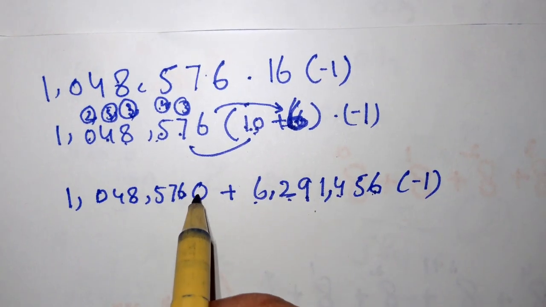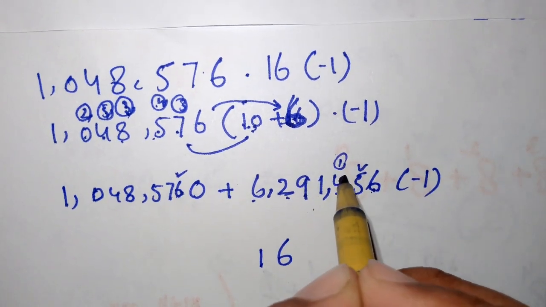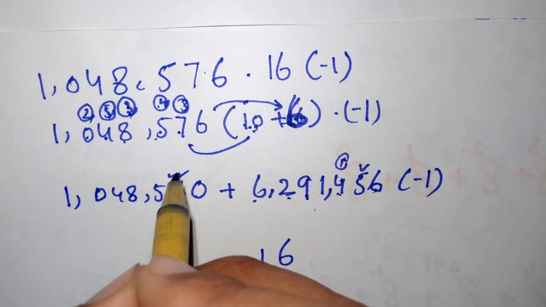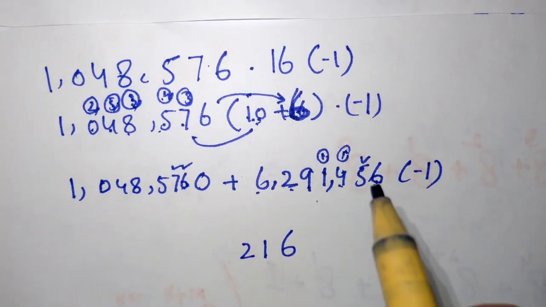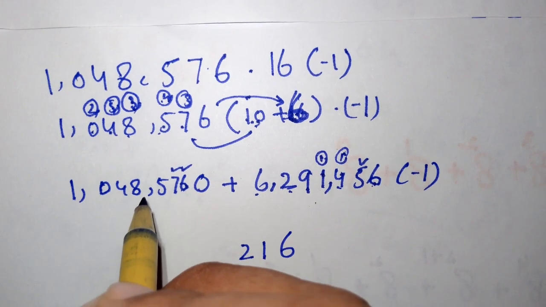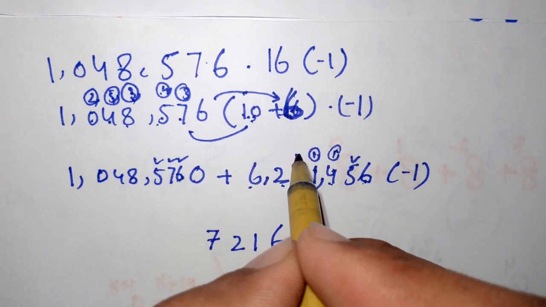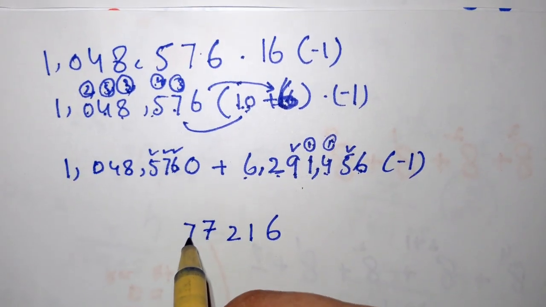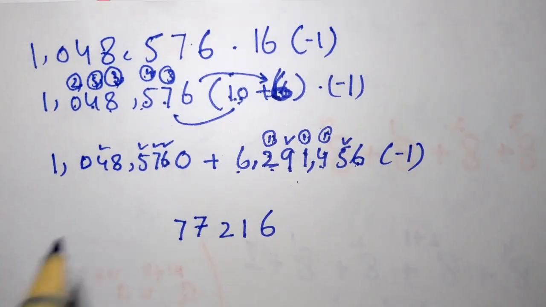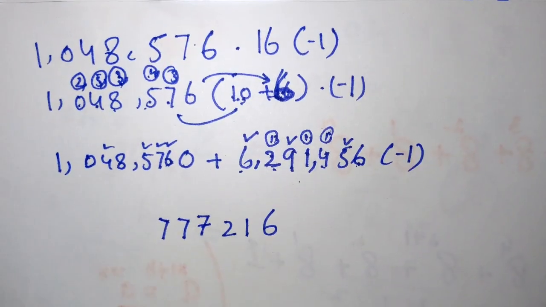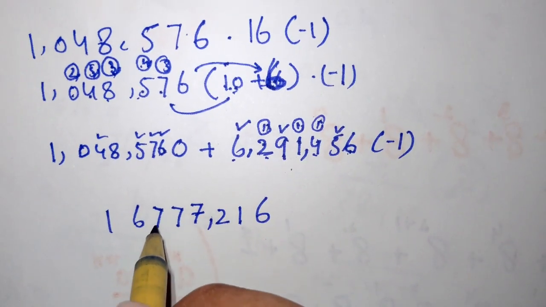So 6 plus 0 is equal to 6. 5 plus 6 is equal to 11. 1 carried here. 4 plus 1 is equal to 5. 5 plus 7 is equal to 12. 1 carried here. 1 plus 1 is equal to 2. 2 plus 5 is equal to 7. 9 plus 8 is 17. 1 carried. 2 plus 1 is equal to 3. 3 plus 4 is equal to 7. 6 plus 0 is equal to 6. And 1.